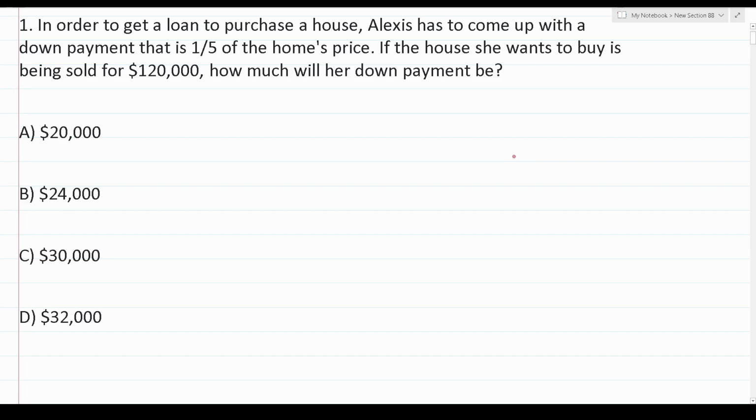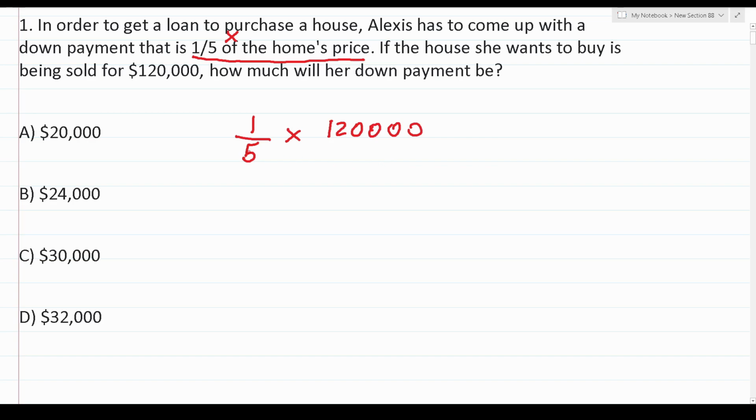All right, so in this case, the problem tells you exactly what operations to perform. 1/5 of the home's price. Well, 1/5 is a fraction, so we'll just go ahead and copy that down. Of. In math, of is always treated as multiplication, so this is 1/5 times of the home's price. Well, what is the home's price that she wants to buy? It's $120,000. All right, so by performing this simple arithmetic here, we'll know what her down payment's going to be.